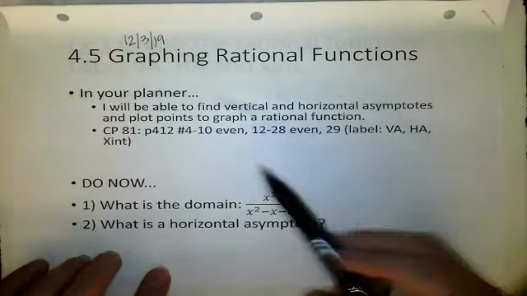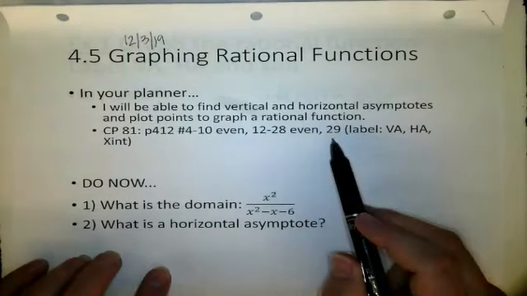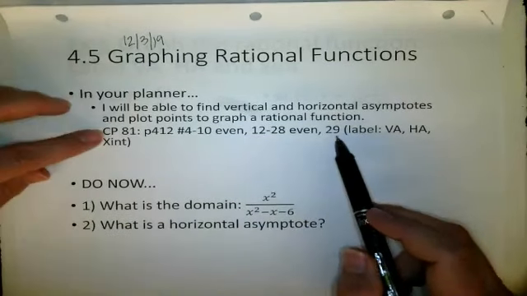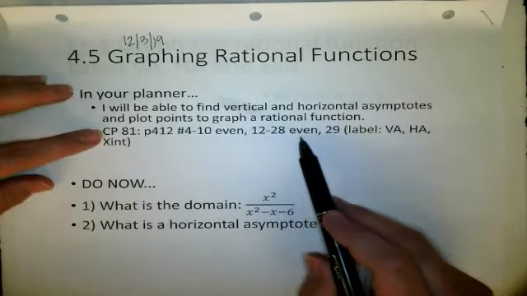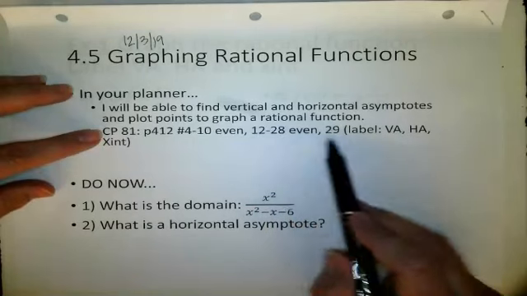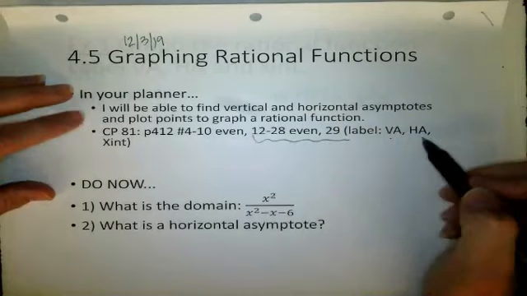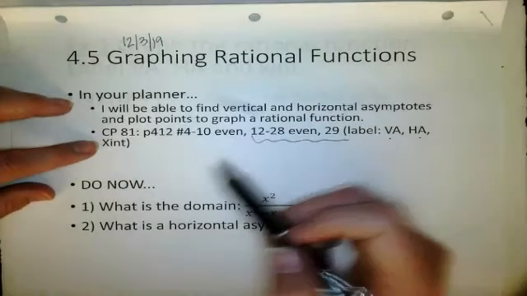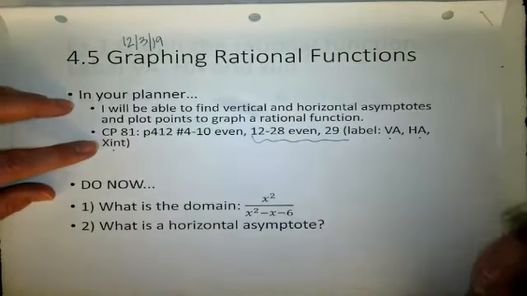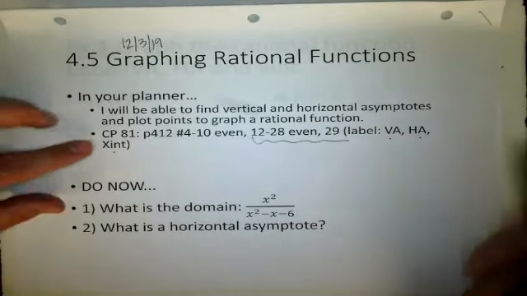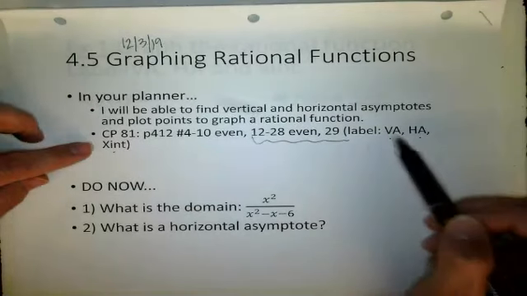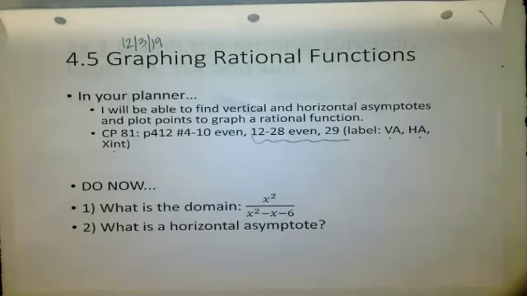We have some do nows here. CP81, quite a few problems here. These are graphing, 12 through 28 and 29. Label the vertical asymptote, horizontal asymptote. I don't know if you need an x-intercept or not necessarily. But label is what you need to do.